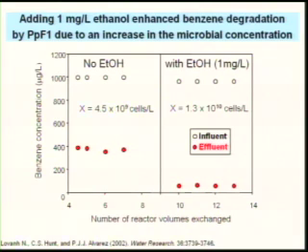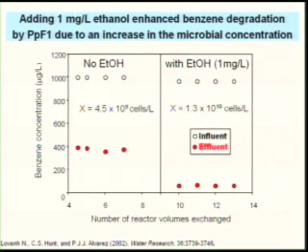But keep in mind also that ethanol is like candy to microorganisms. They love eating it, and when they eat it, they grow. And the more organisms that grow, the more workers that you have that can attack your pollutants. And that's illustrated in this data. Now we're talking about benzene. This is the amount of benzene that comes into the reactor. This is what comes out. The difference is what is degraded.